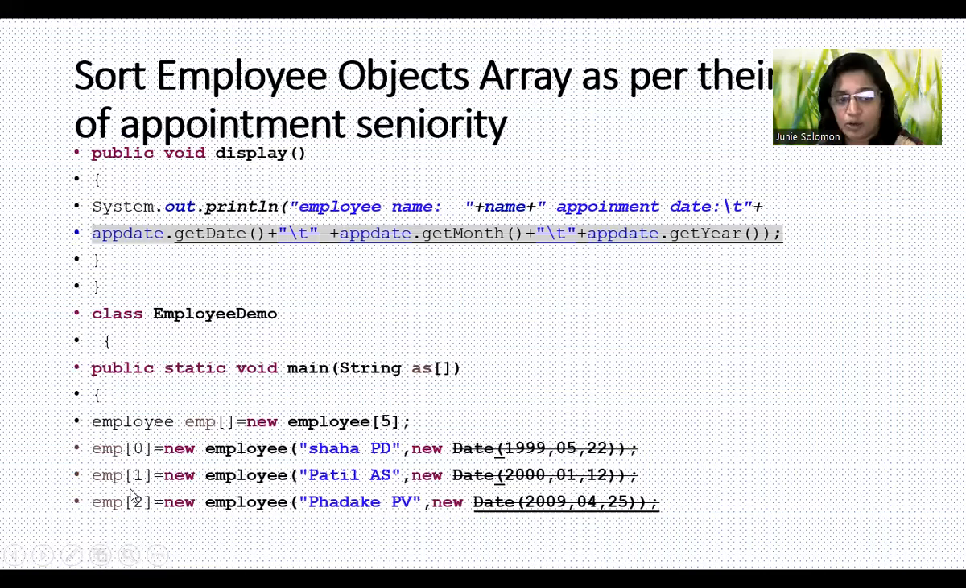Like that, another record, employee 1, new employee, the employee name, comma, new date. You have to give the year, the month and the date. This will call the constructor we have created, where we are passing the name and the date, and it will assign them to the class variables. Like that, the second one also we did.